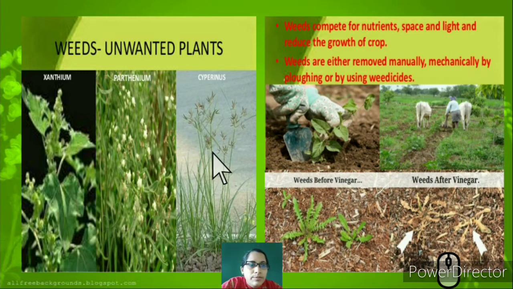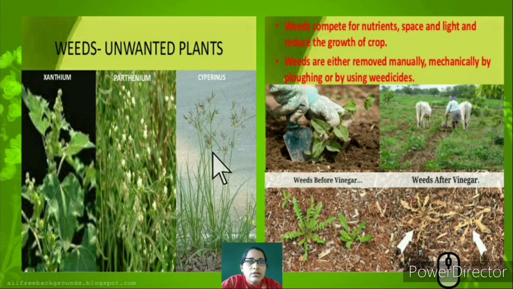So you can see here that weeds compete for nutrients, space and light, and reduce the growth of the crop. Also, the spacing between each crop gets reduced because of the unwanted weeds or plants. They take the place of the crop that needs to grow. These plants take the nutrients that are required by the crops, and there is a competition where these unwanted weeds will grow so quickly that it will affect the crop growth and the yield.